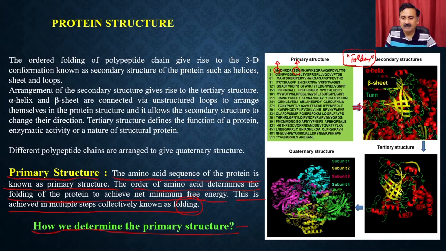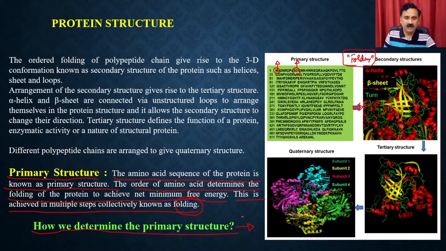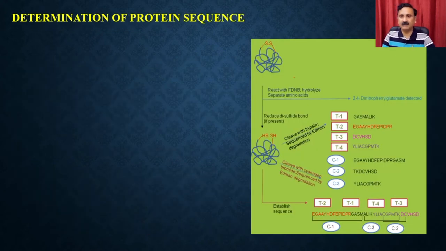Now the question comes, how can we determine the primary structure? If you want to determine the primary structure, you have to first achieve the primary structure, and then you can sequence the protein and know the amino acid sequence of that particular protein. So these are the different steps being shown.